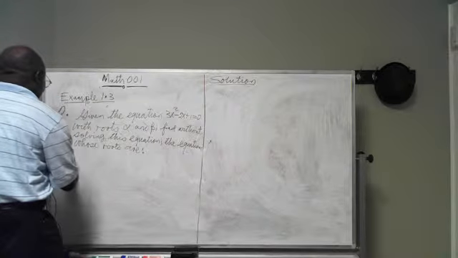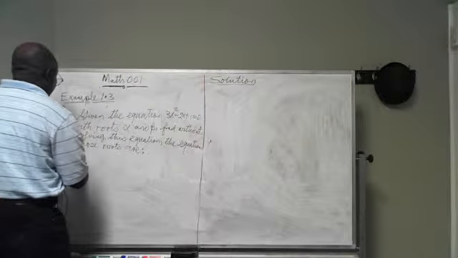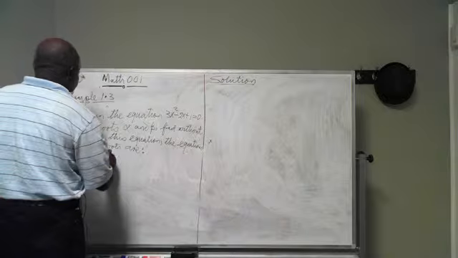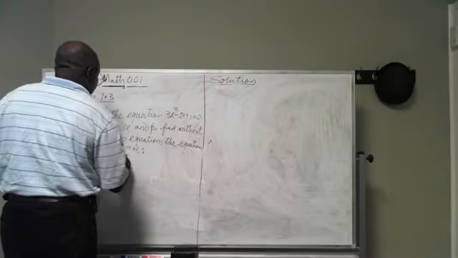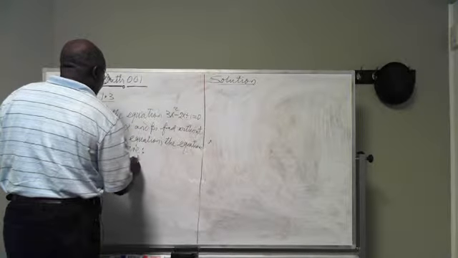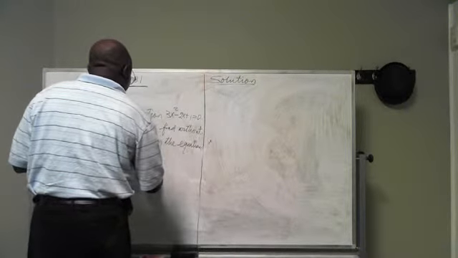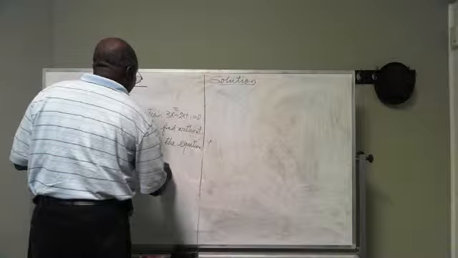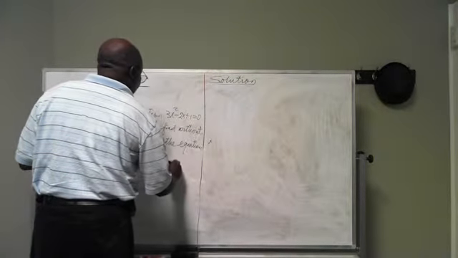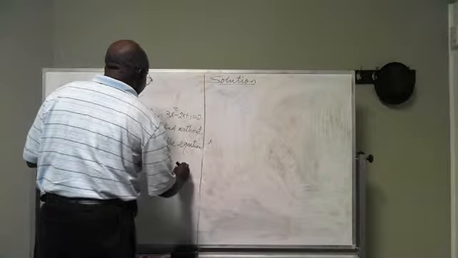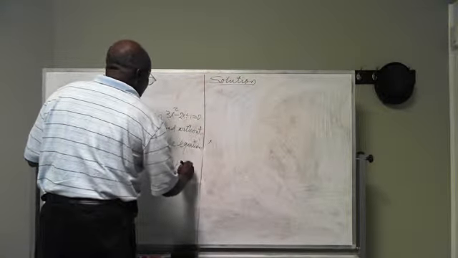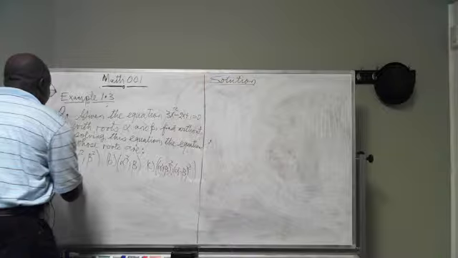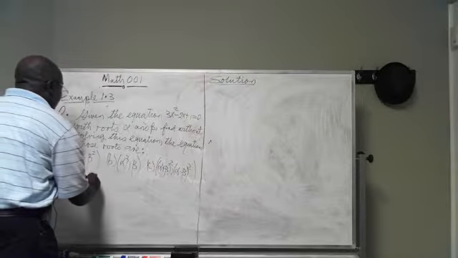A, alpha squared and beta squared; B, alpha cubed and beta cubed; C, alpha plus beta all squared and alpha minus beta all squared; and D, 1 over alpha and 1 over beta.